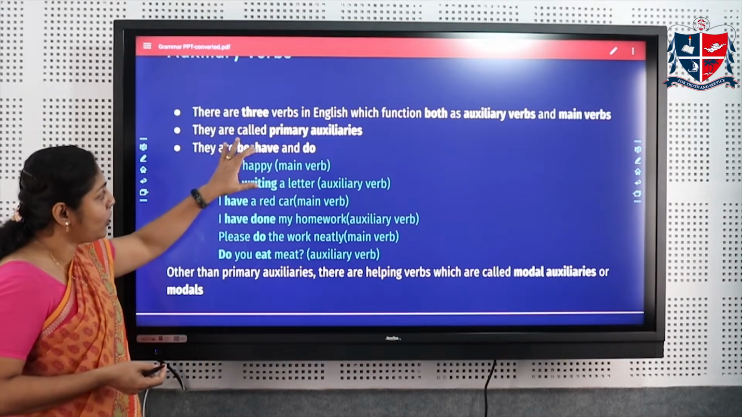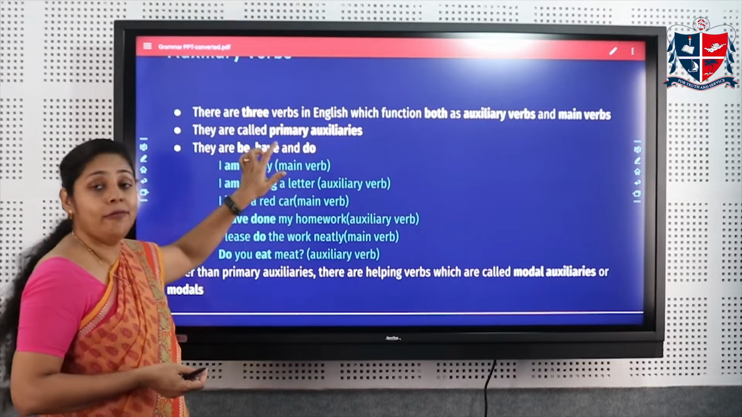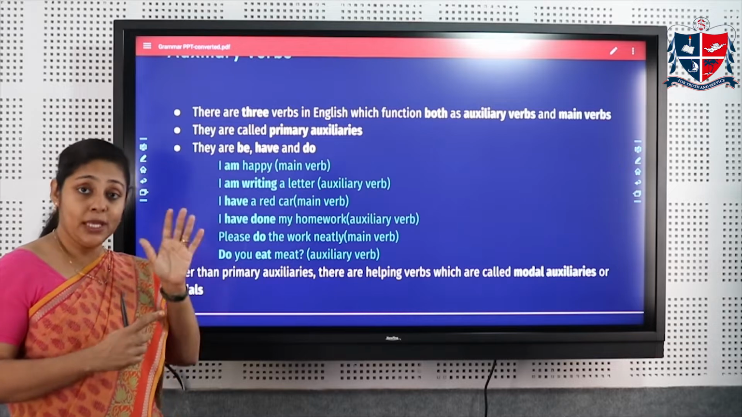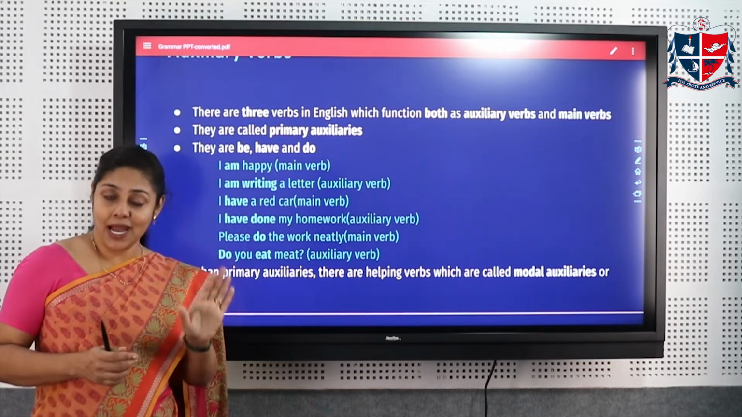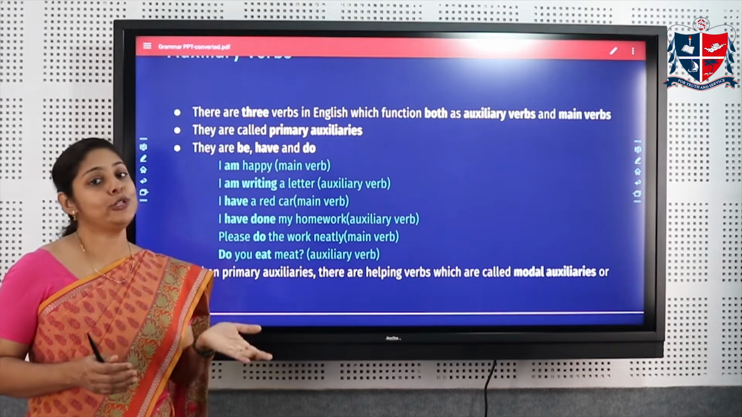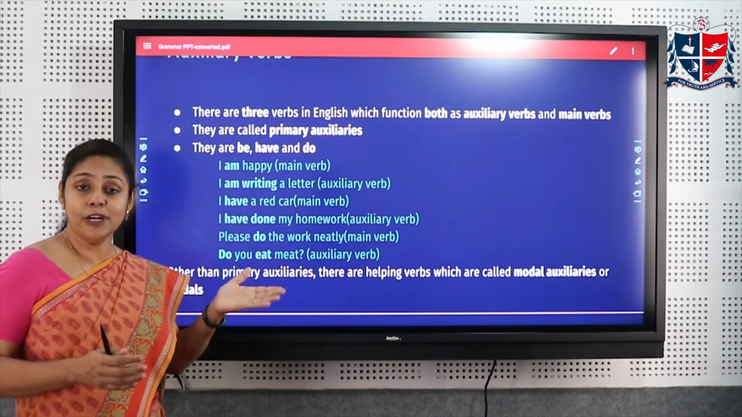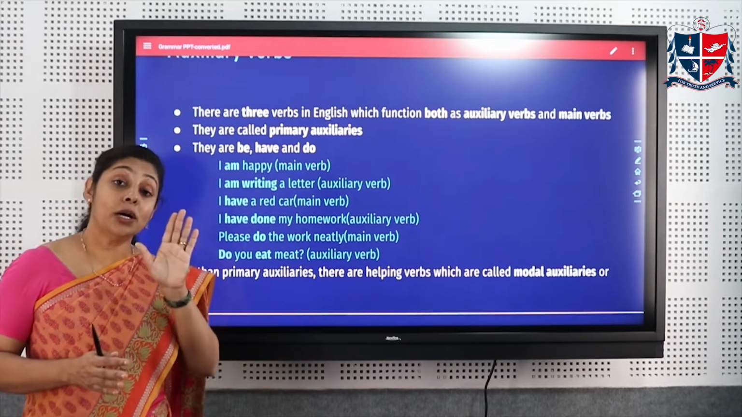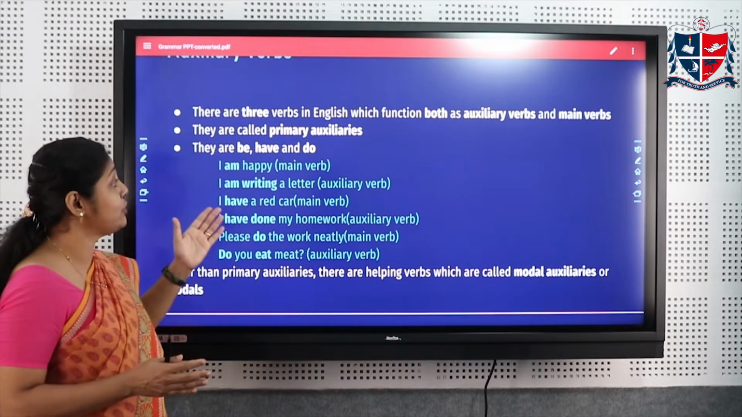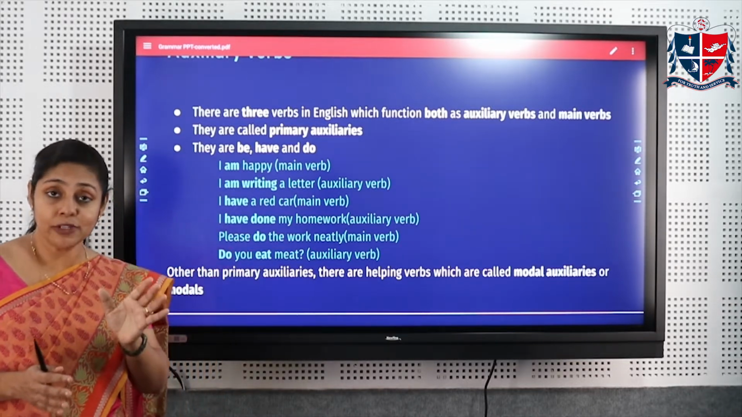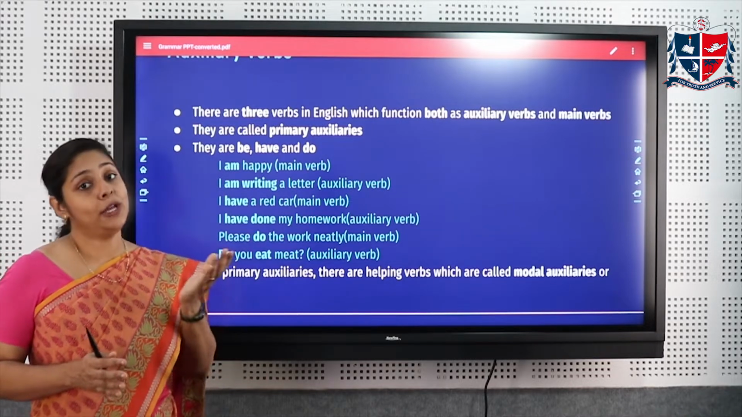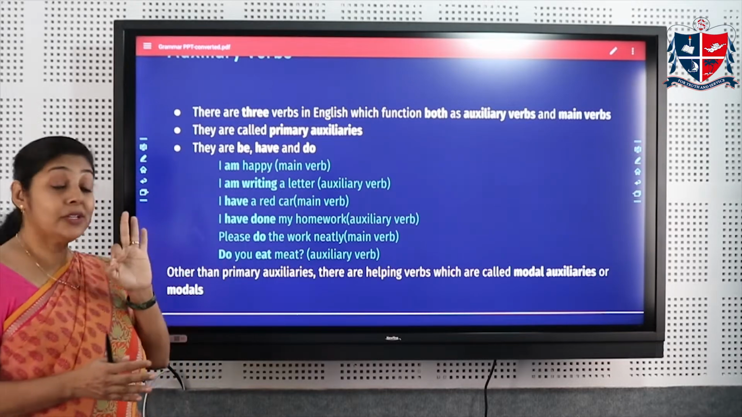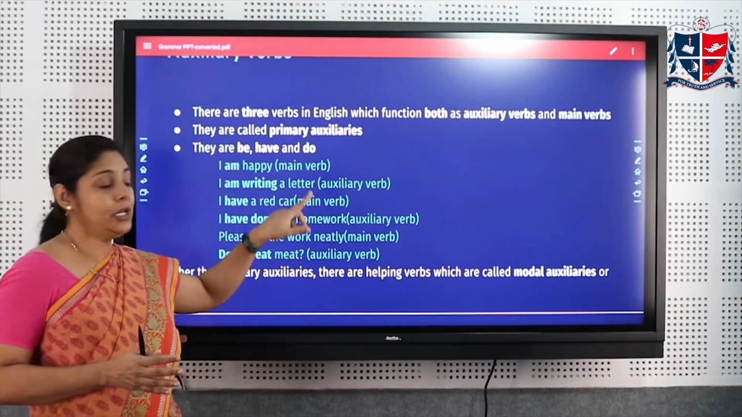So these are called primary auxiliaries. Be, have, and do. There are only 3 primary auxiliaries in English and they are be, have, and do. That means these 3 verbs can act both as a main verb and also as a helping verb. There is no other verb in English which functions like this. So when somebody asks you what is a primary auxiliary, you just have to tell them that primary auxiliaries are those verbs which act both as a main verb and also as an auxiliary or a helping verb. And there are only 3 primary auxiliaries in English. They are be, have, and do.